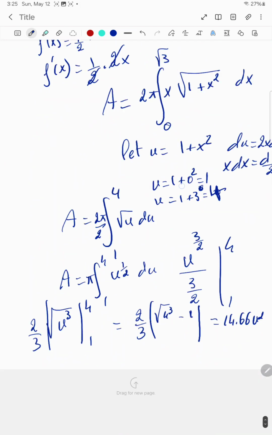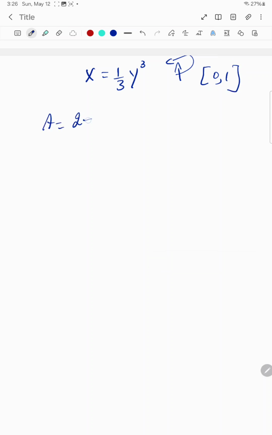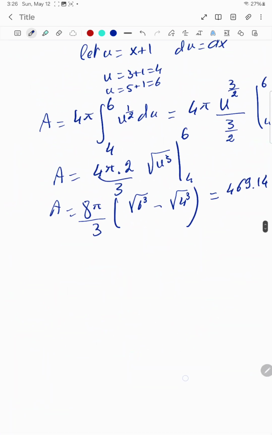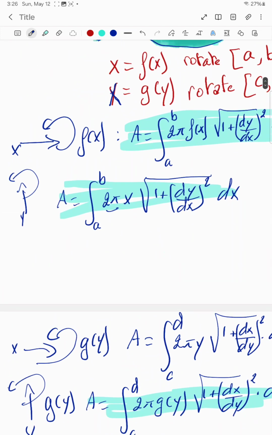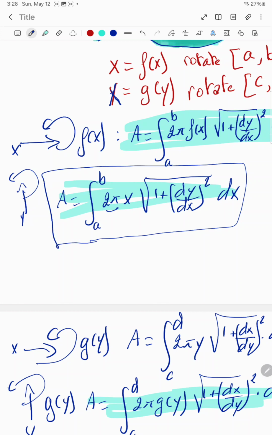So let's take an example. Let's take the example of x equal to 1/3 of y to the power of 3, and I want to rotate it around the y-axis, and I will study it between 0 and 1. So again, the area is equal to 2 pi, let's see it here. That's it. I will use this formula. I'm rotating around the y-axis.